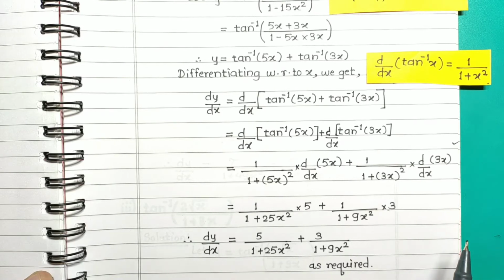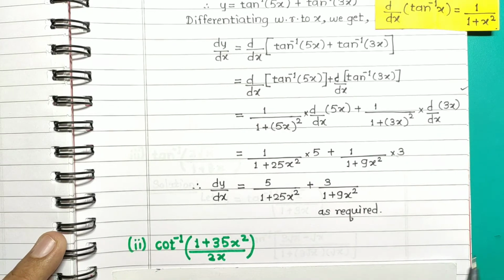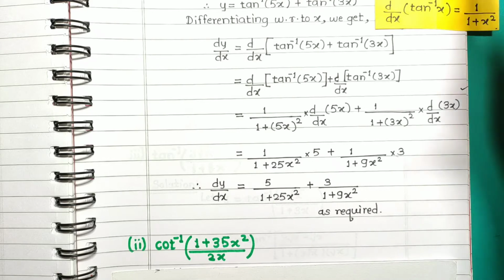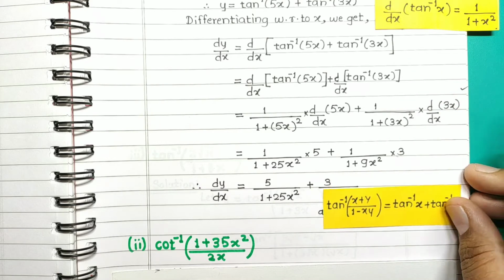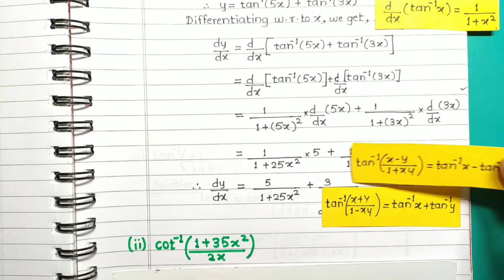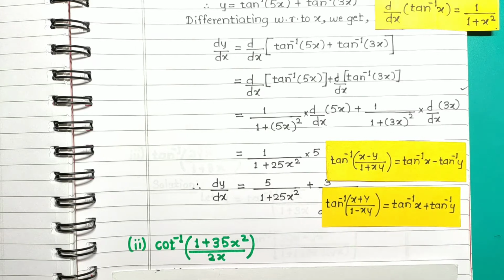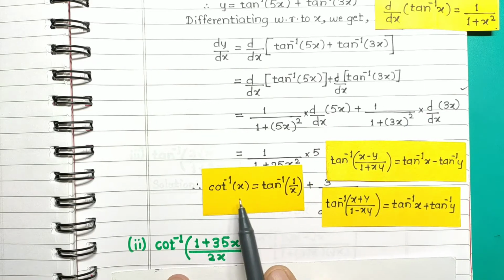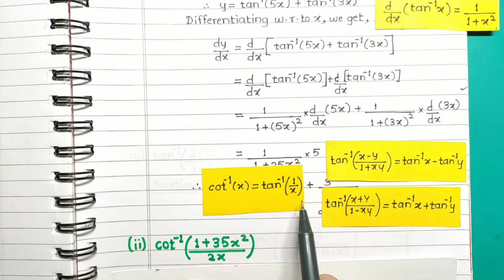Okay, then the next given function is cot inverse of 1 plus 35x square upon 2x. Now here we find that a 1 plus something term is at the numerator. If we have to arrange the terms like this formula or this formula, we must have a tan inverse function there. We can write this cot inverse as tan inverse so that these terms can be inverted. So we have a formula for cot inverse: cot inverse x is equal to tan inverse of 1 upon x.